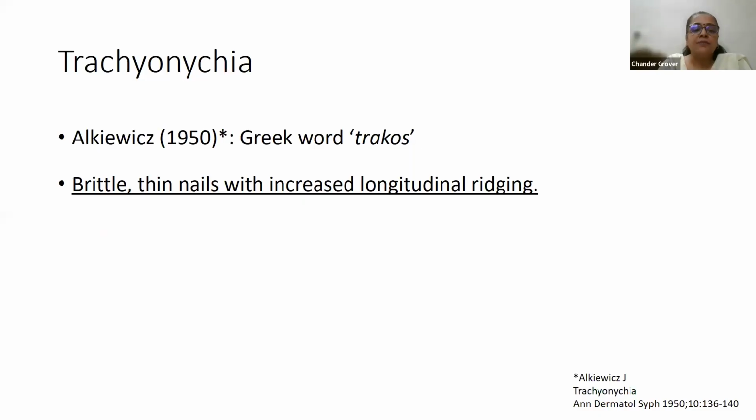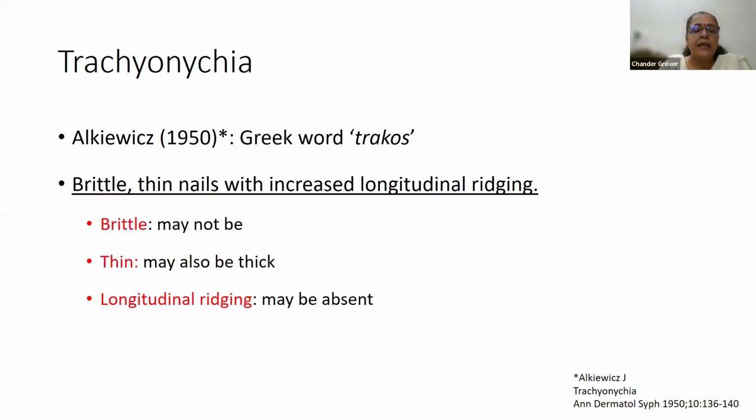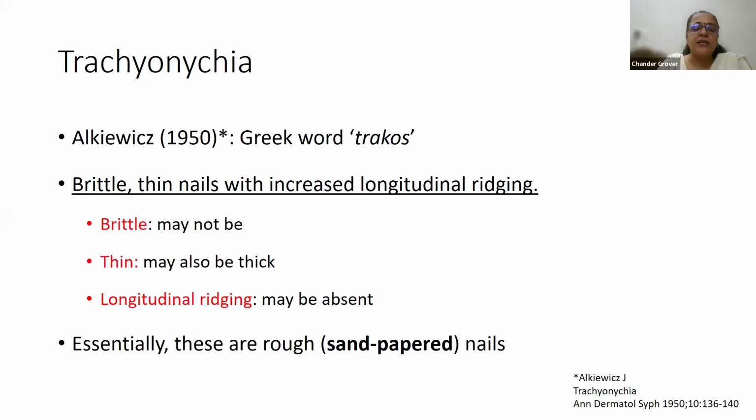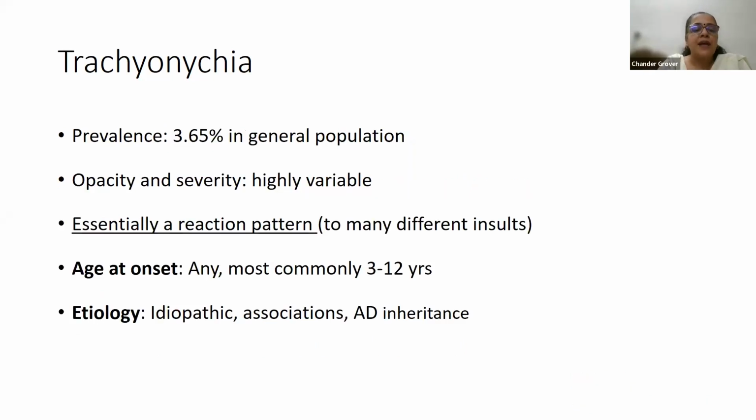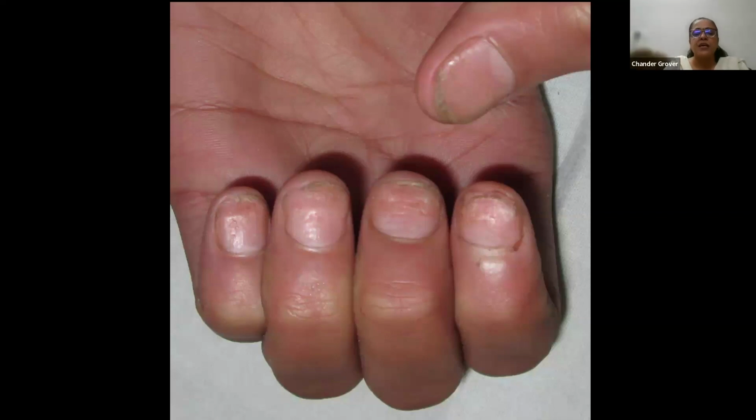Then trachyonychia: brittle, thin nails with increased longitudinal ridging, fine pitting, and essentially the combined understanding is sandpaper. They are sandpaper nails. It's a reaction pattern, only a reaction pattern, no specific cause, and prevalence is high in the population. So if the patient is coming to you and this is the presentation, you can look for the various associations. These are the different patterns of what is known as trachyonychia.